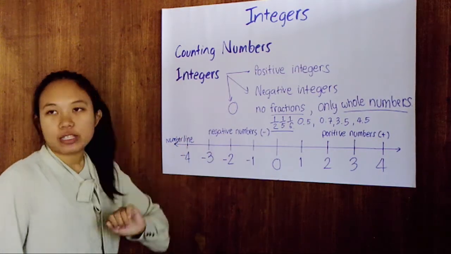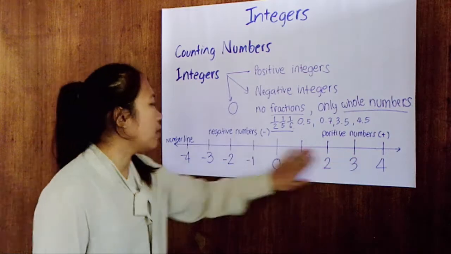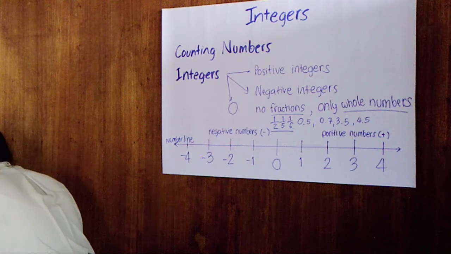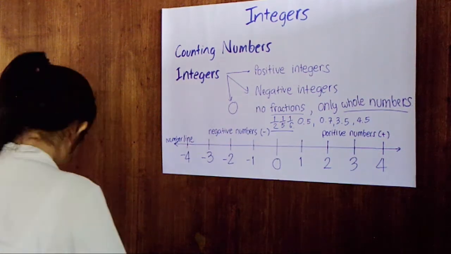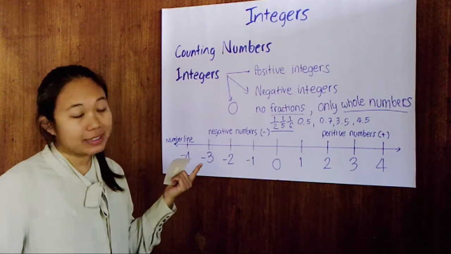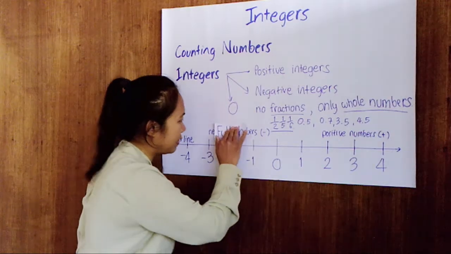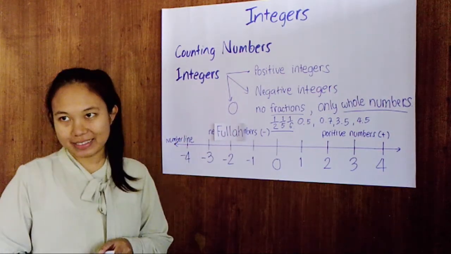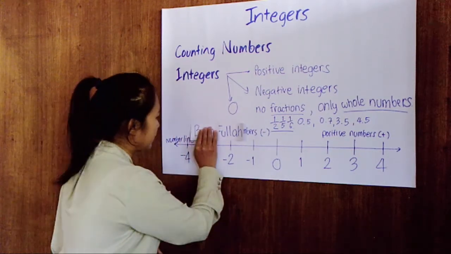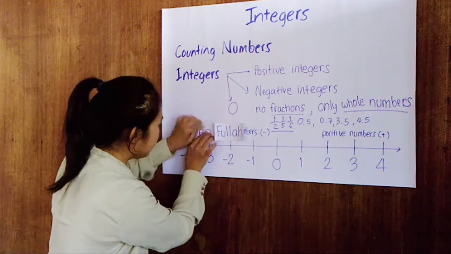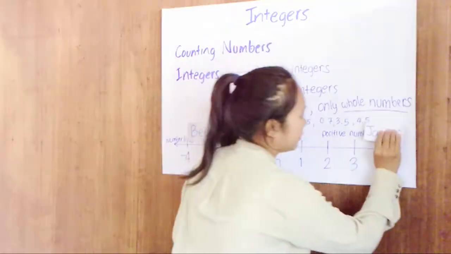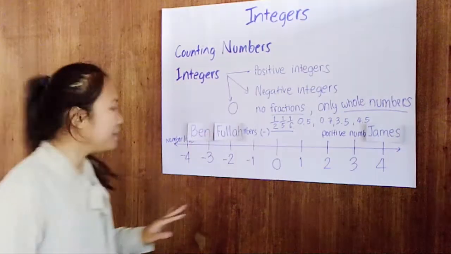Okay, to make it useful, let's think about money. For example, Phula borrowed 2 baht from her friend. Phula is here. And Ben borrowed 3 baht from his friend. So he is here. And James, he has 4 baht now. James is here.